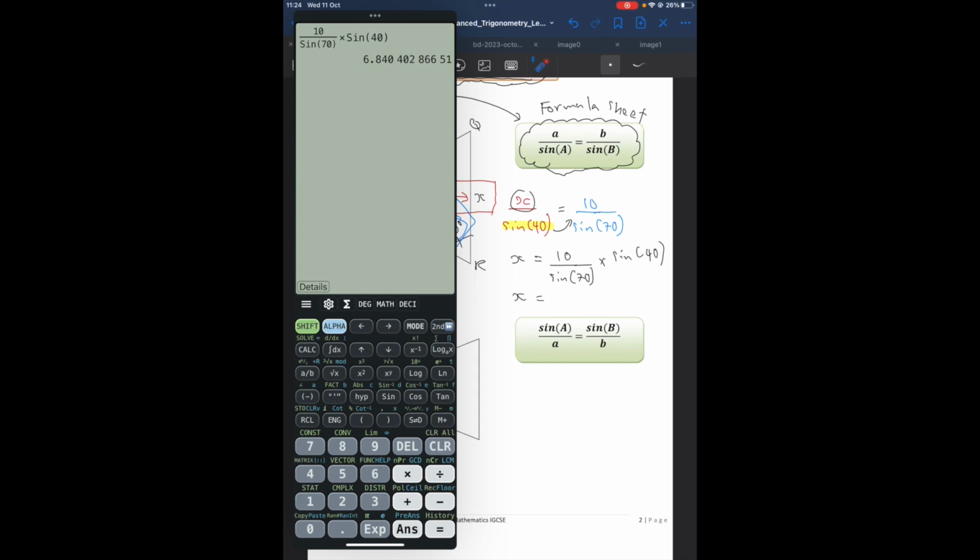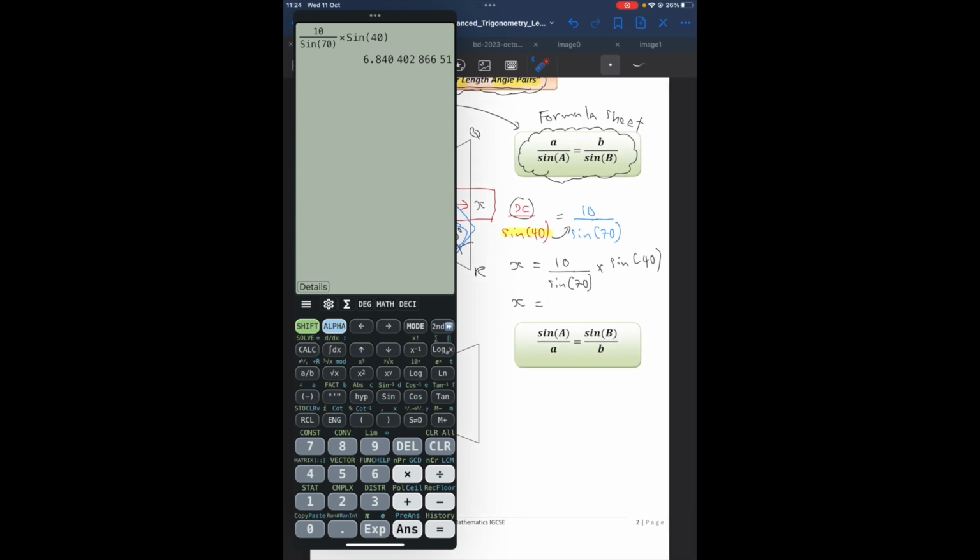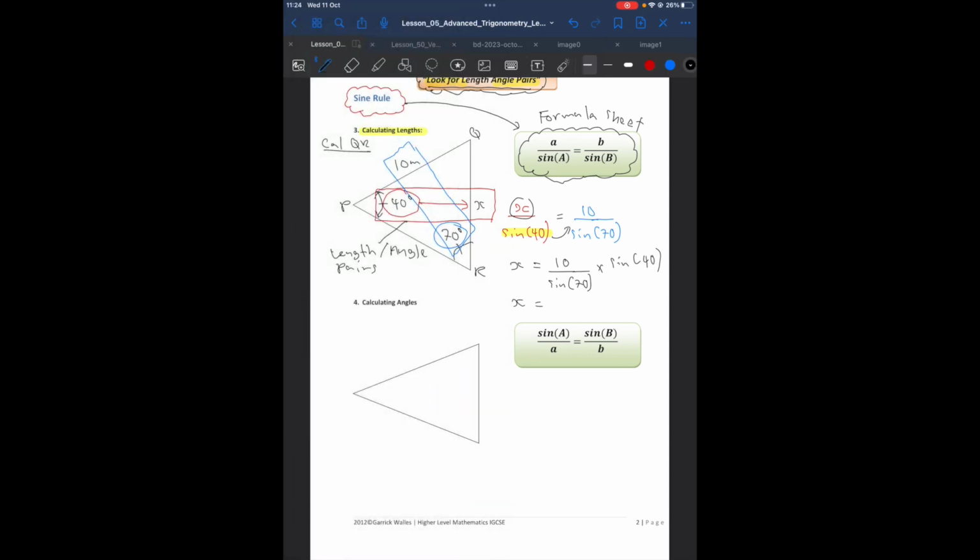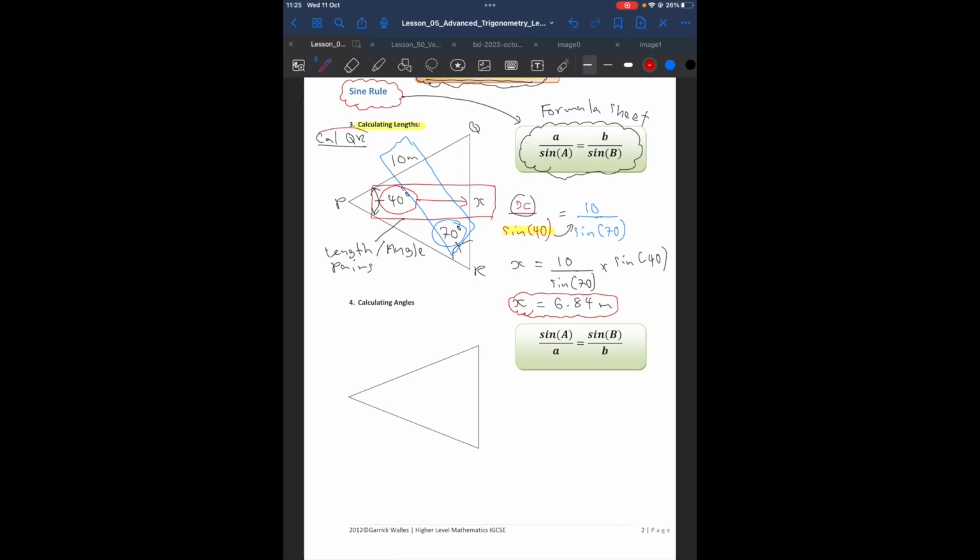6.840, or 6.84 to 3 significant figures. So the length is going to be 6.84 and the units will be meters, and that is the value for x, or the value for Q to R, which is what the question actually wanted to calculate.